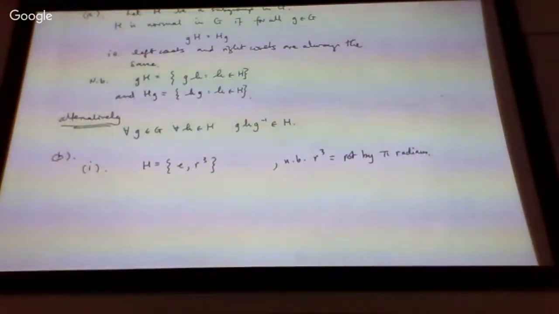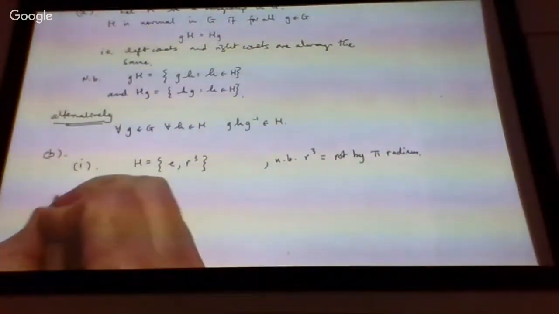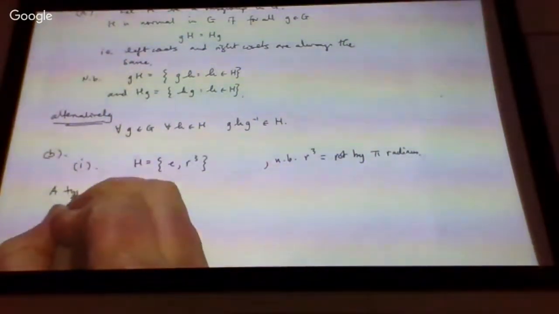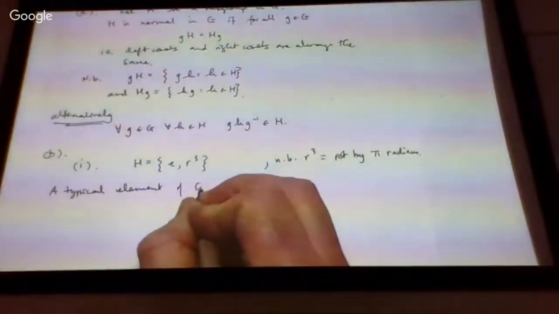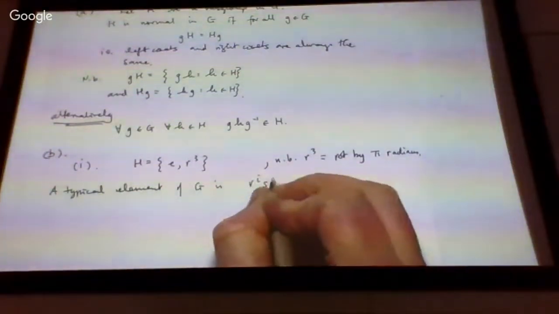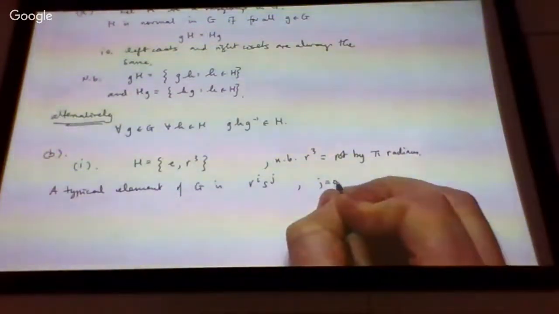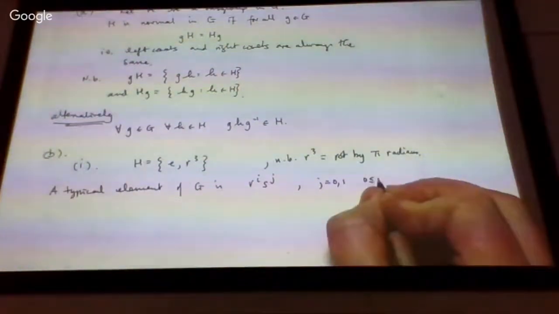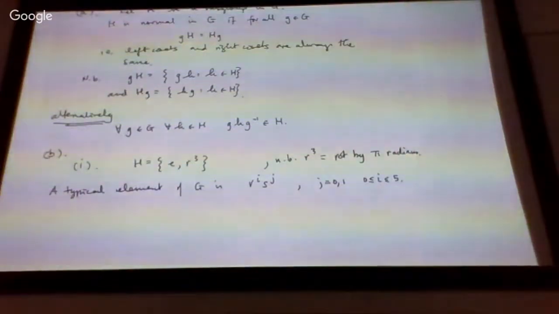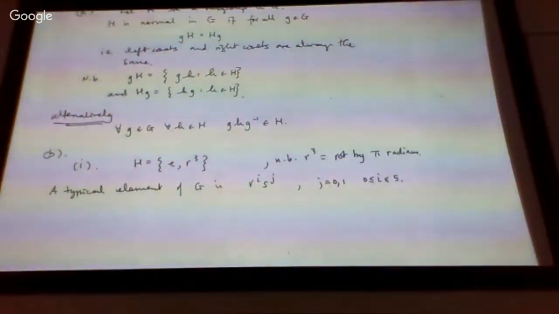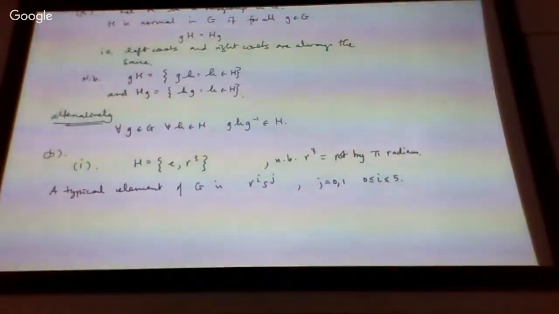Okay. So a typical element of G is R to the i, S to the j, j equals 0 or 1, i between 0 and 5. Sorry, are we in D6 yet? Yeah, we're in D6, so i actually goes up to 5. So I would take the two cases, j equals 0 and j equals 1, separately.